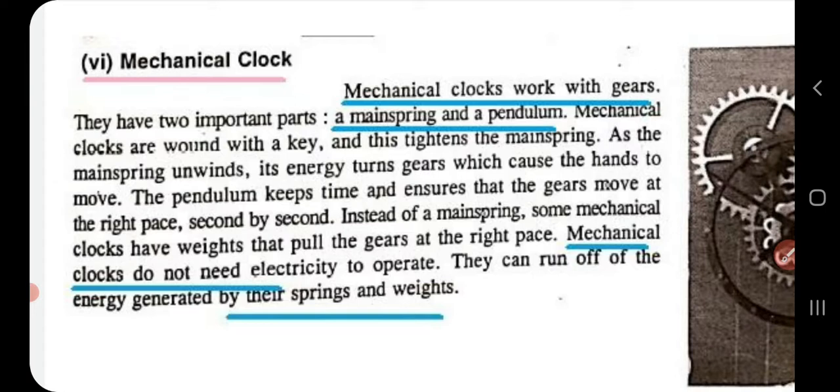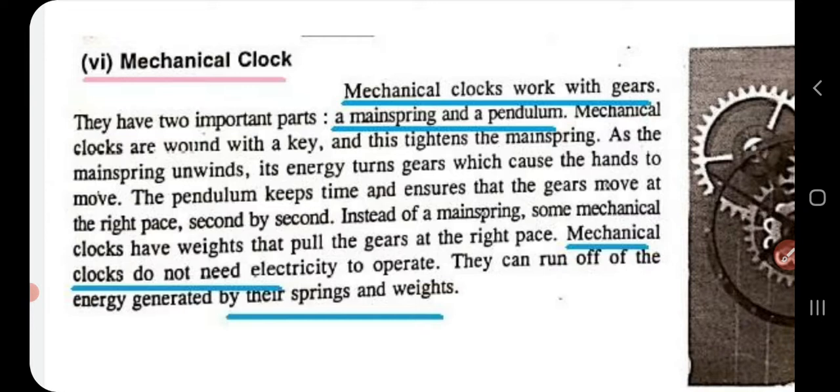Now when the mainspring unwinds, what happens? Its energy will turn the gear, and when the gear turns, it will cause the hands to move. That is hour hand, minute hand, extra hand all to move. The pendulum keeps time and ensures that the gears move at the right pace second by second. So each of the hands moves second by second.